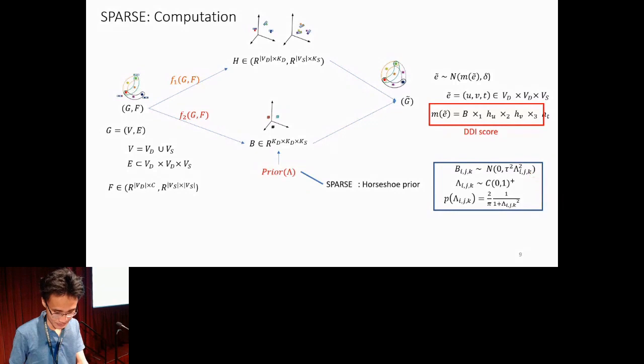Let me check. There was a question online. Can you apply the SPARSE model for predicting drug synergism? So it depends on the data and the assumptions. If the data is sparse and the assumption fits with the sparse data, then we can apply the SPARSE model.